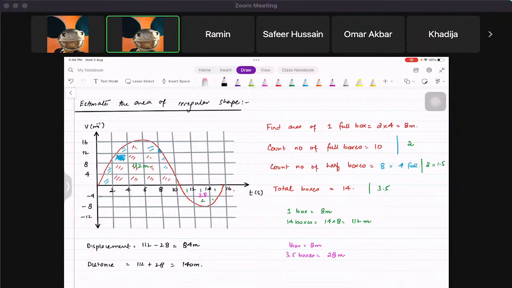Let me see if there's something else that we're gonna do. In the second shape, why is one box 8 meters? Because if you just find the area of one box, right? From this side, it is 2, and on this side it is 4. So 4 into 2, 8. Do you understand? Oh, yeah, okay. So one complete box is 8 meters, but then we have to count the number of boxes.